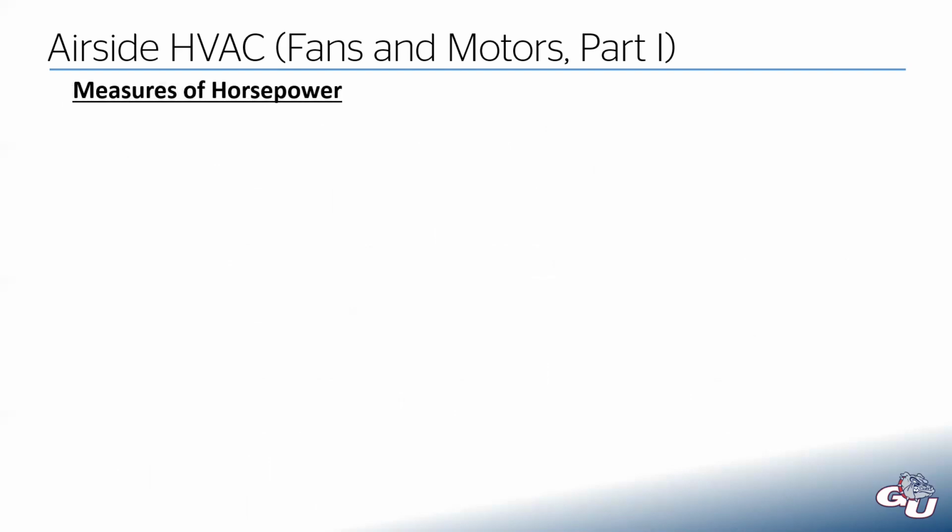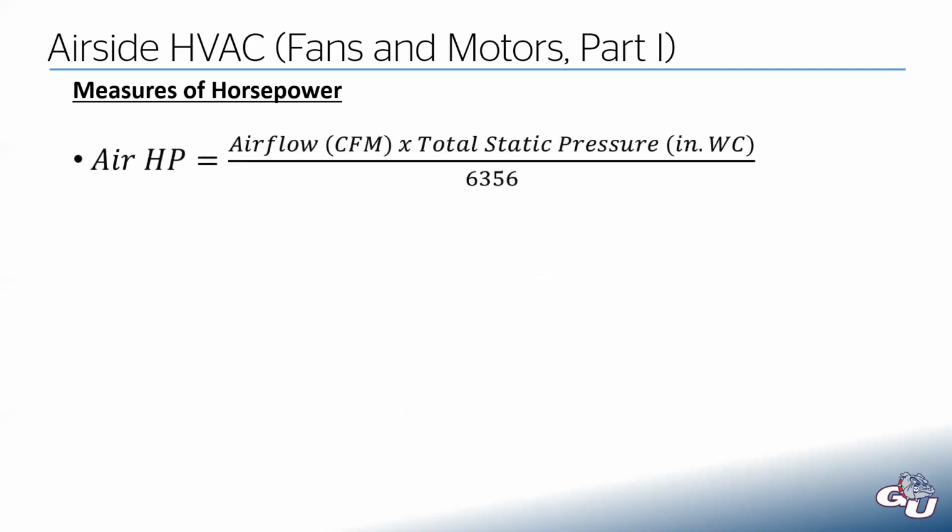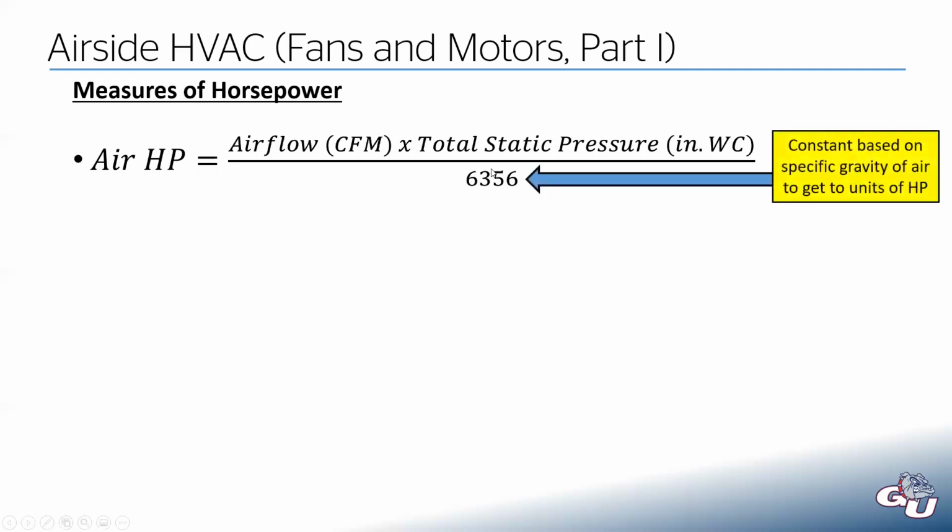There are a few different ways we can express a measure of horsepower. The first one is what's called the air horsepower, and that is based on the airflow in cubic feet per minute multiplied by the total static pressure in inches of water column. So there are those two major items. How much air are we moving, and how much pressure do we need to output to get it through the system? And then we have this constant on the bottom, 6,356.